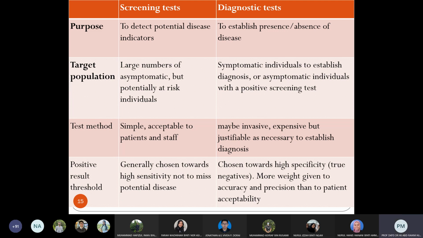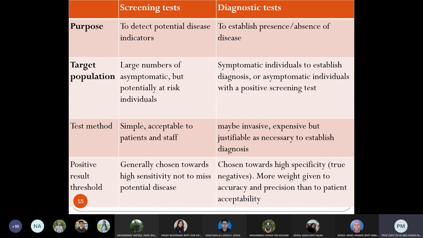So screening is to detect potential disease, whereas diagnostic is for established disease. The target population for screening is those with no symptoms at all, whereas a diagnostic test is for those already with symptoms, or asymptomatic but positive on screening. So two situations. Those admitted to hospital, for example, have tests done to verify whether they have this particular condition or not. And the other is the asymptomatic ones we screen and who are positive, so we have to make sure the diagnosis is right.